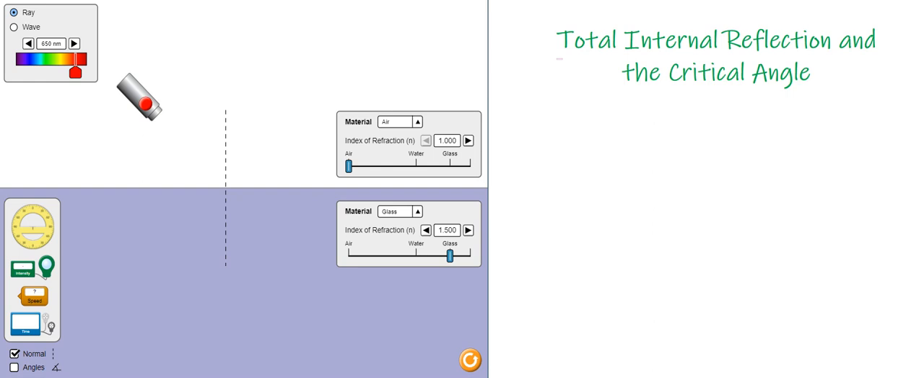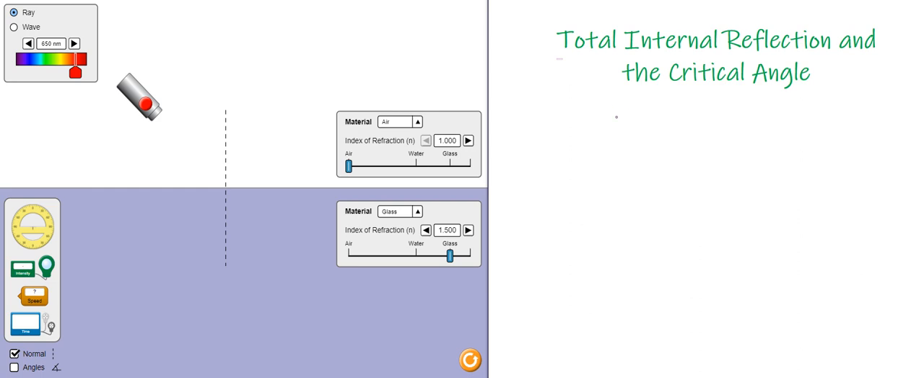Welcome to this video on total internal reflection and the critical angle. This is a continuation of the geometric optics video on Snell's law and the law of reflection that we talked about in previous videos. So if you haven't watched those, check them out so you know what you're stepping into.